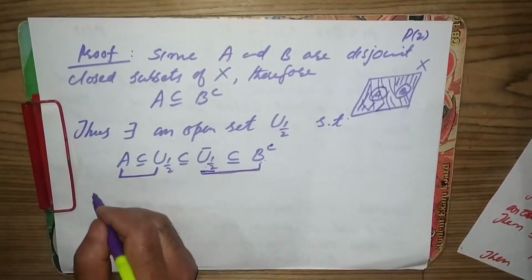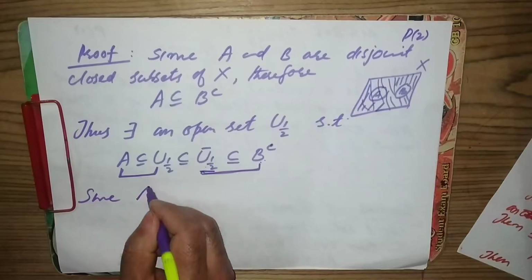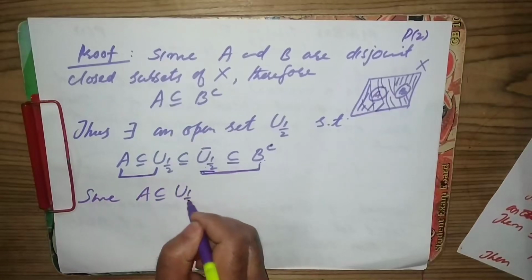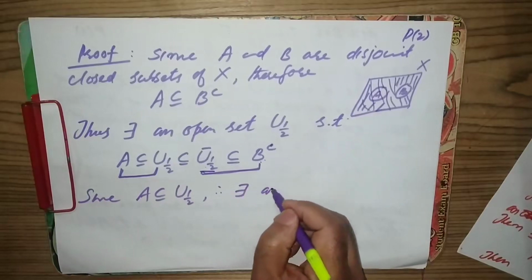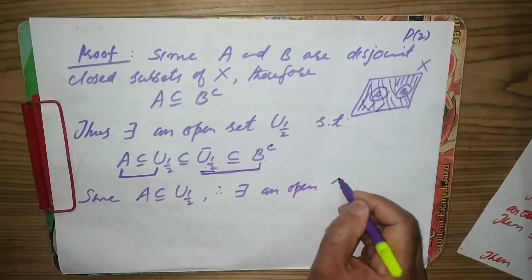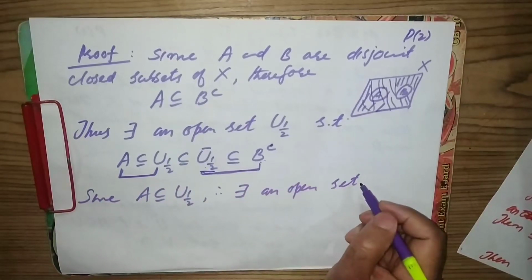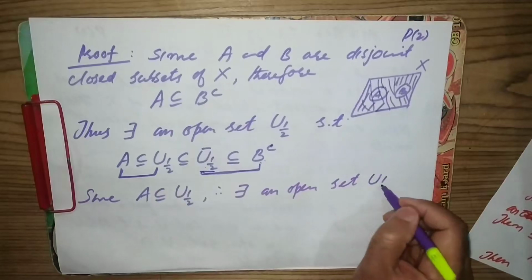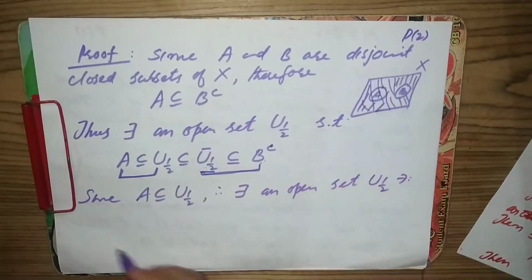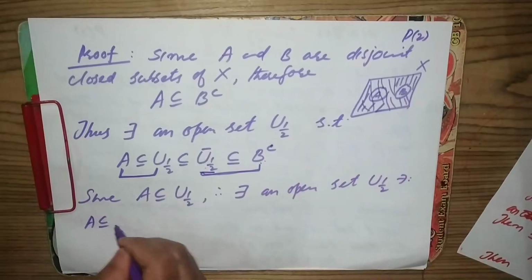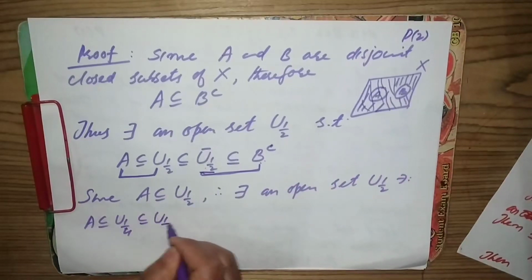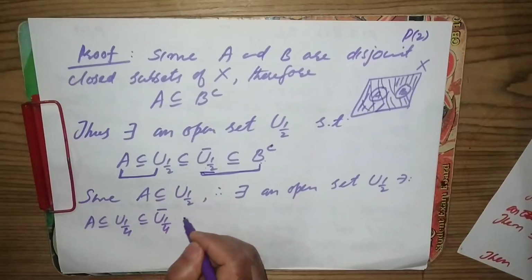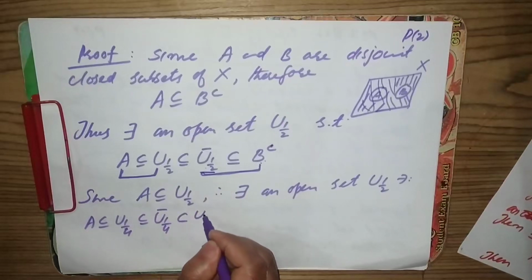Since A is a subset of U_{1/2}, there exists an open set, let's denote it by U_{1/4}, such that A is a subset of U_{1/4}, which is a subset of closure of U_{1/4}, and a subset of U_{1/2}.